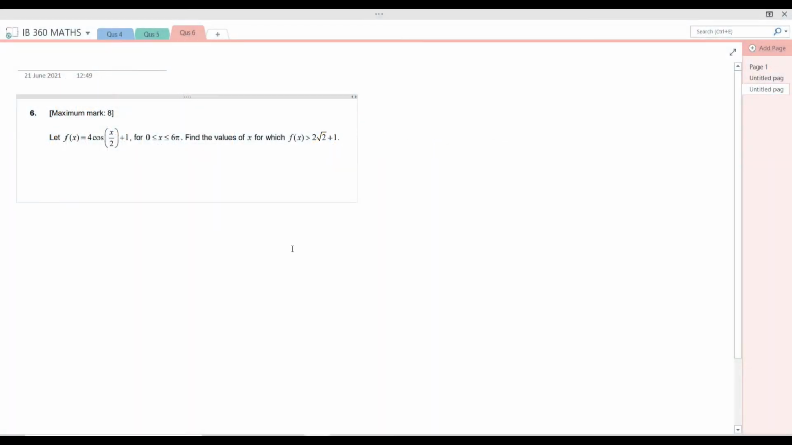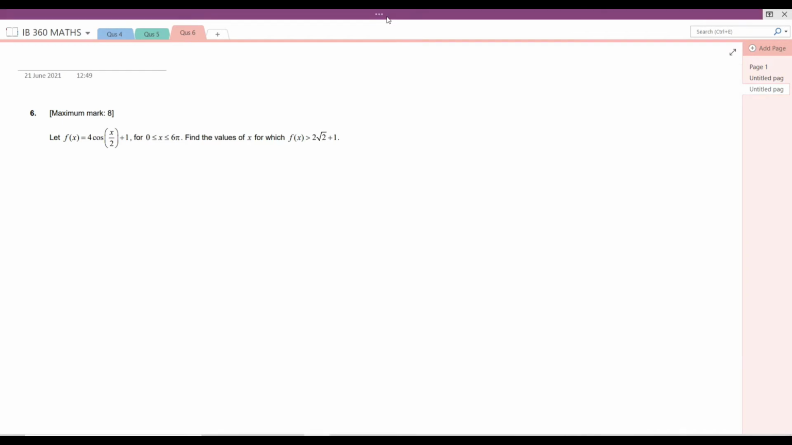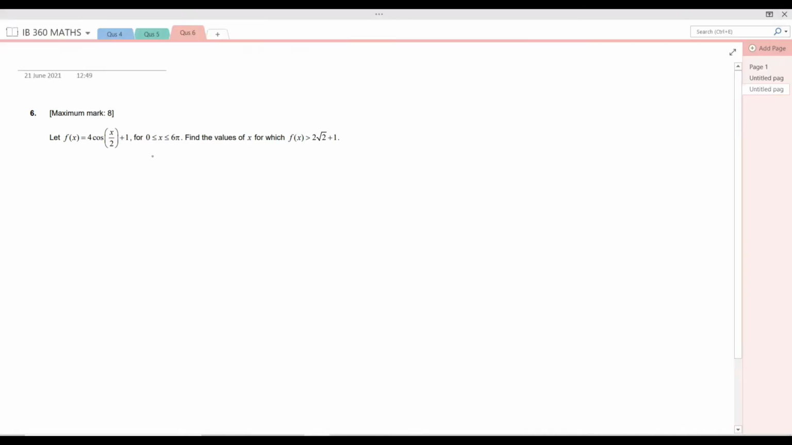f(x) = 4 cos(x/2) + 1 for 0 ≤ x ≤ 6π. Find the values of x for which f(x) > 2√2 + 1. Here, this limit is very important, that is 0 ≤ x ≤ 6π. This limit is very important.